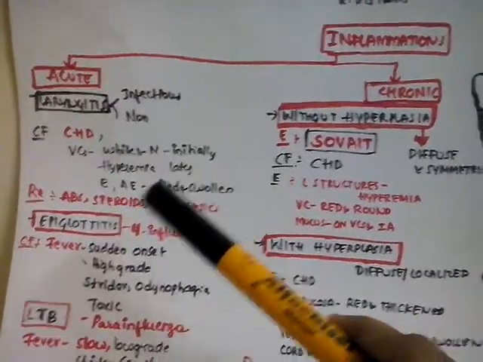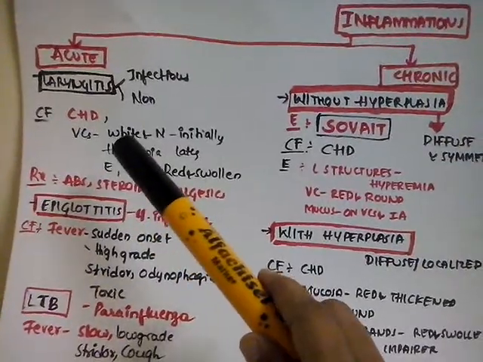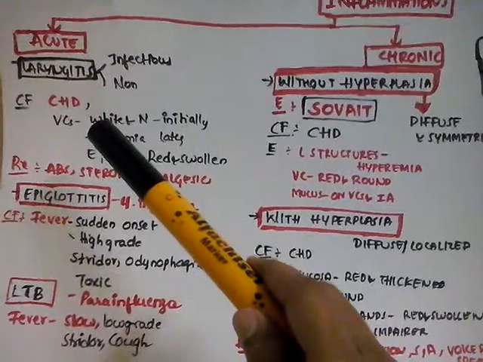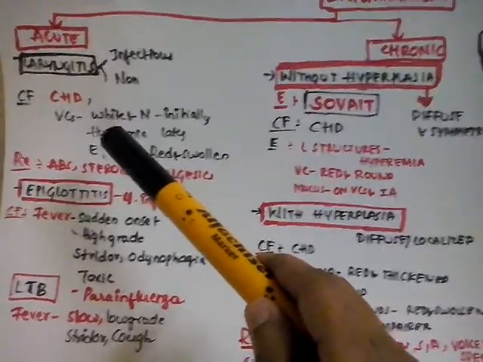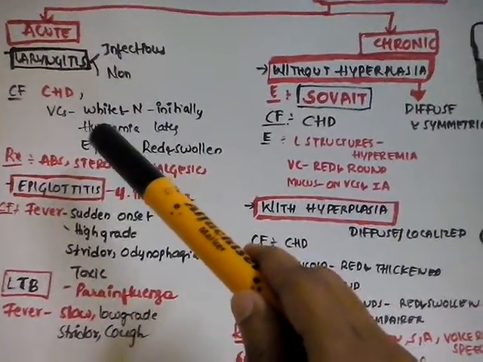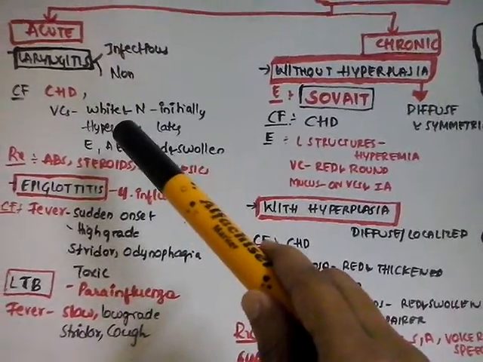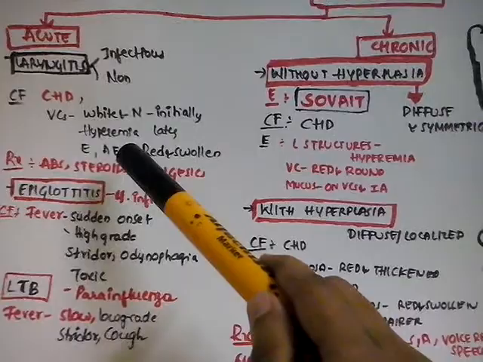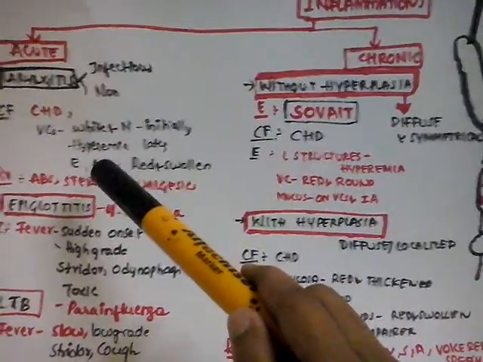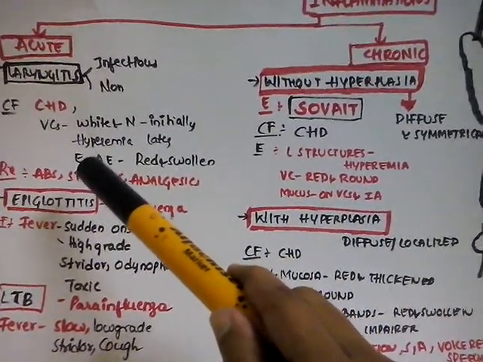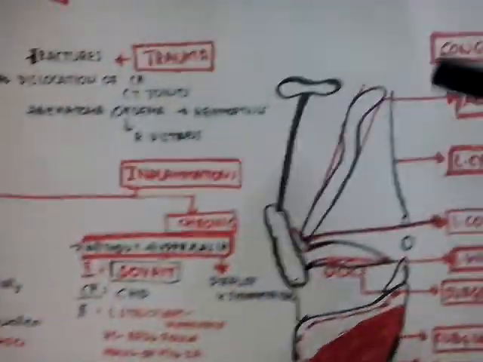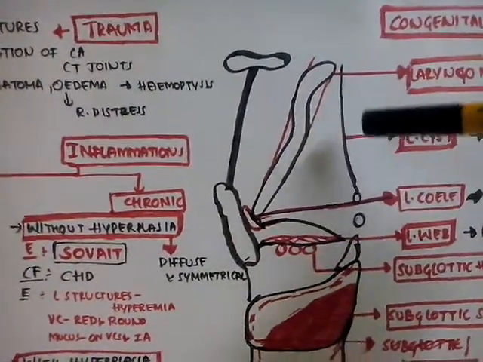trauma or allergy. Clinical features are CHD: C for cough, H for harshness of voice, D for discomfort in the throat. On examination, vocal cords are initially white and normal. Later, they become hyperemic. Apart from this, epiglottis and aryepiglottic folds become red and swollen.